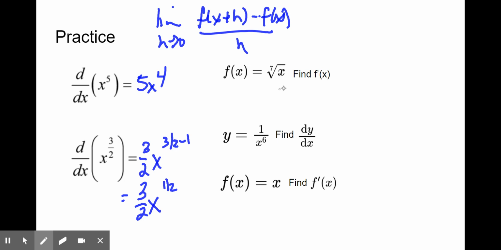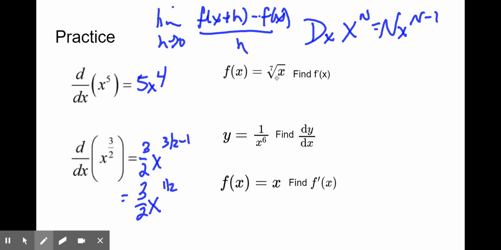All right, how about this? f of x is the 7th root of x. Find f prime. There's one thing you have to really understand about the rules that I'm showing you today. I showed you earlier that the derivative with respect to x of x to the n is equal to n x to the n minus 1, right? That's the power rule. This is a very basic, very simple rule. So to use the rule, you have to be in this form. If you're not in this form, the rule doesn't work.